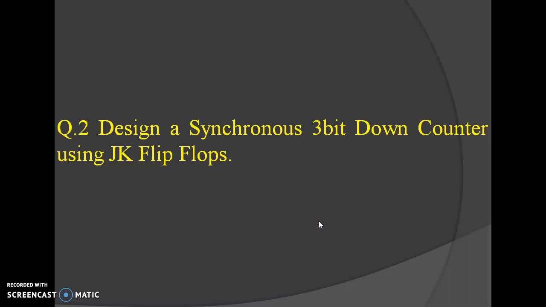Next, I give you a question that you try yourself. At first, you read the question properly. Design a synchronous 3-bit down counter using JK flip-flop. I am a small help to solve this problem. At first, you start the counting from the 0, 0, 0 state. Means initially the 3 flip-flop value is 0, 0, 0. Means 0, 0, 0 is the present state. That time next state is 1, 1, 1.